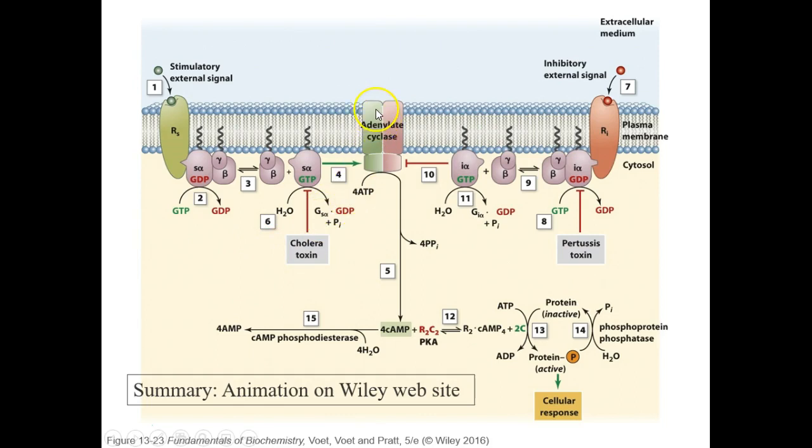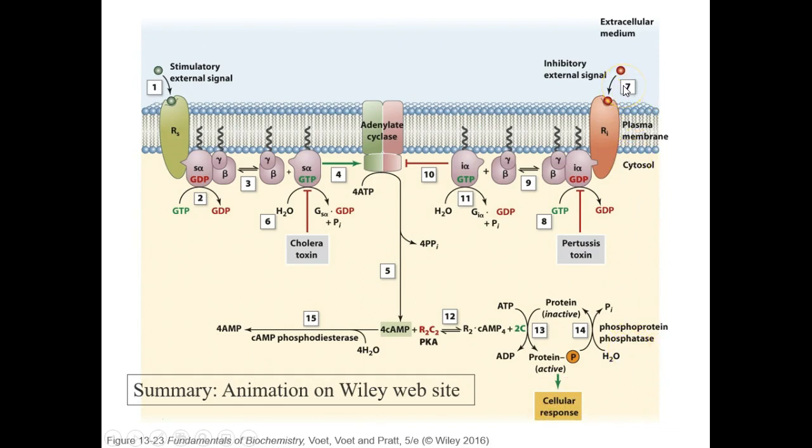But we've been talking about G alpha sub S, where we eventually end up with a high concentration of cyclic AMP that will activate protein kinase A, and then the protein kinase A will phosphorylate certain proteins, and whichever proteins are phosphorylated lead to a certain response.